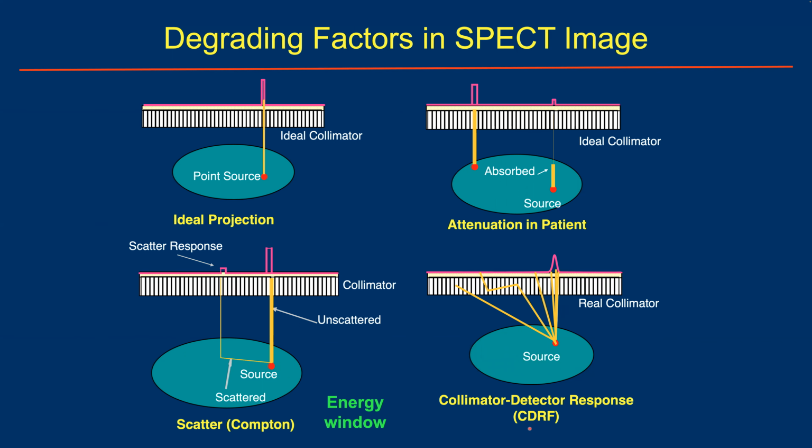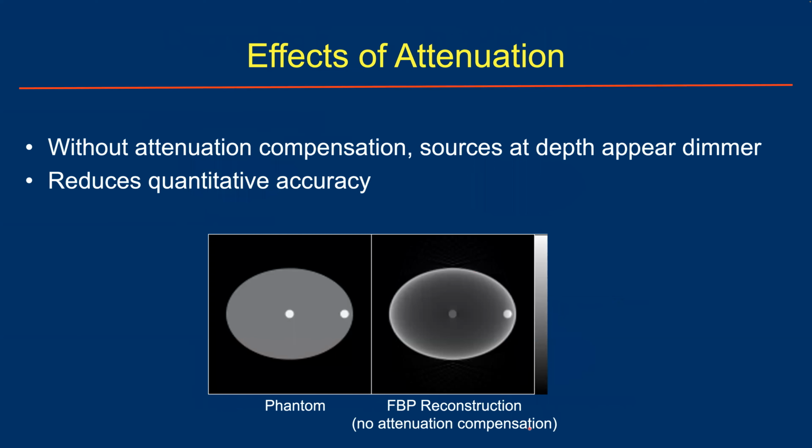How do they affect image quality? This shows the effect of attenuation. If you have two spheres as shown here with the same intensity, in the reconstructed image we can see the sphere in the center shows much less intensity compared to the one at the surface. That's because the sphere in the center has much more attenuation, since the photons have to travel a longer distance to get outside of the body to be detected. That's why the center has lower uptake compared to the one on the surface.